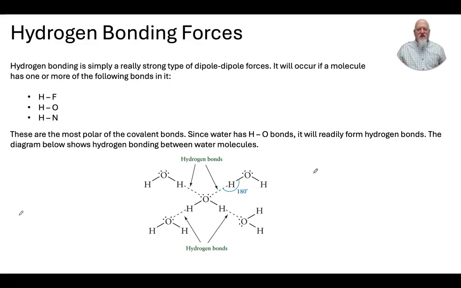So hydrogen bonding is just a really strong form of dipole-dipole interaction. Hydrogen bonding occurs if the molecule has one or more of these types of bonds: a hydrogen-fluorine bond, a hydrogen-oxygen bond, or a hydrogen-nitrogen bond. And what we've got here is a depiction of water. Water is H2O, so hydrogen, oxygen, hydrogen. So it's got the hydrogen-oxygen bonds.